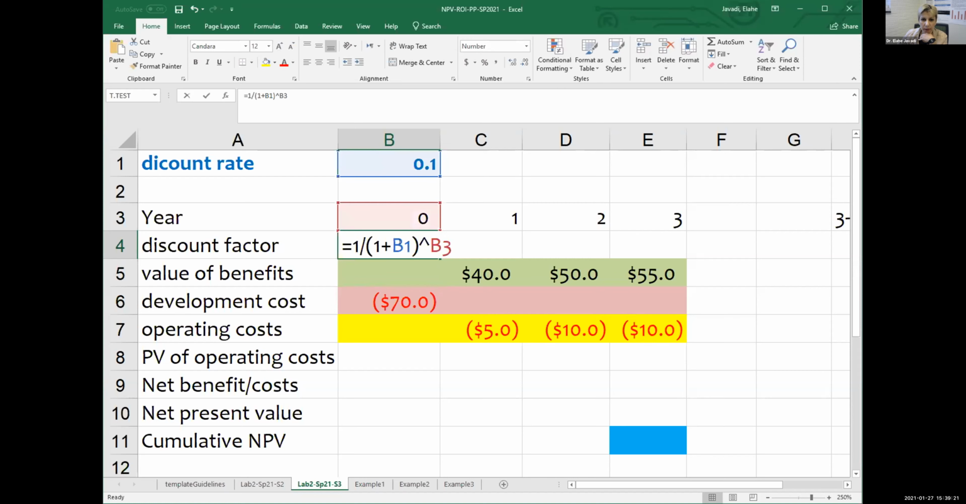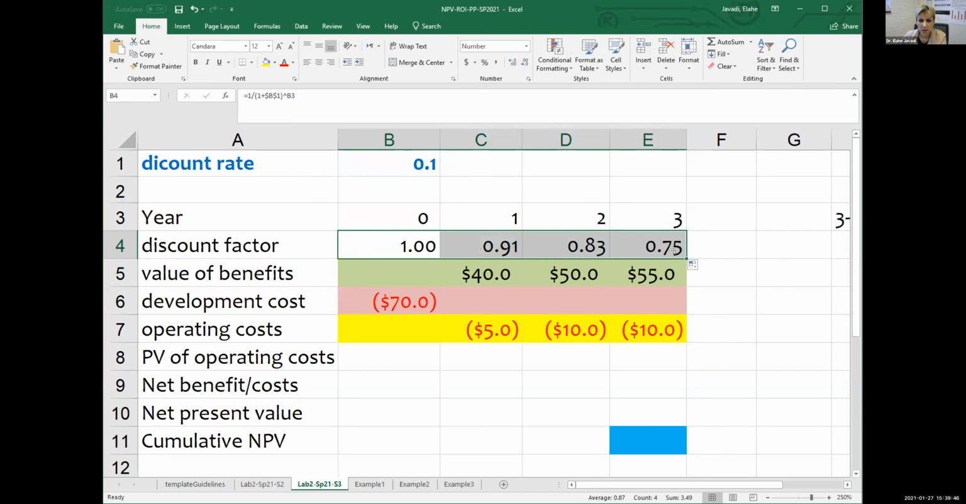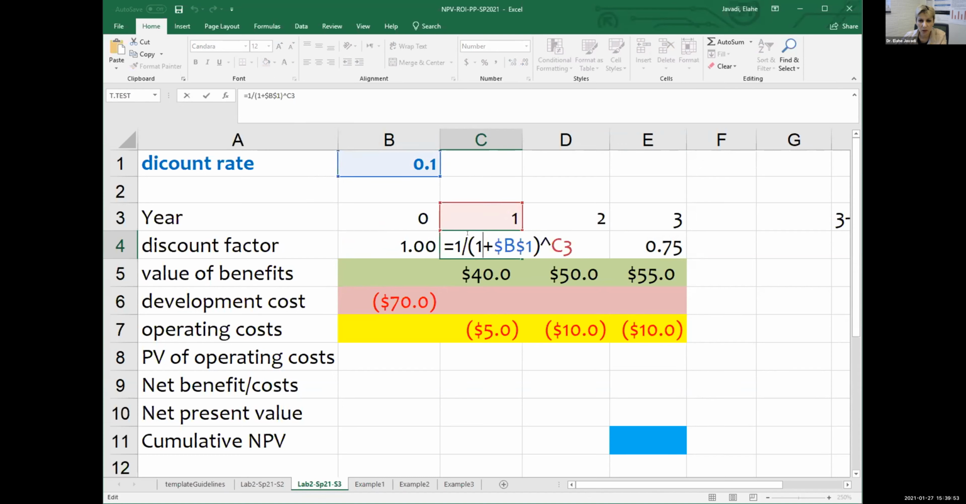I enter that. I want to apply this formula to the cells on the right, but I want to make sure this value stays constant. So as I move to the right, I use this value again and again, but then the number of years will change. So I'm going to press F4. If you don't know the shortcut, just put the dollar sign before and after the letter. I enter and apply the formula to the rest of the cells. So if you stay on this one, you see that it's still 1 over 1 plus B1. So that part stayed constant. But here we're using C3 instead of B3 because we're using that number of years for this specific one.